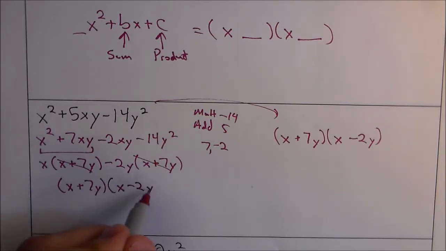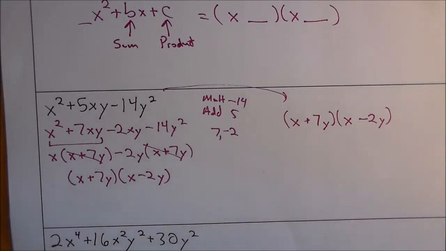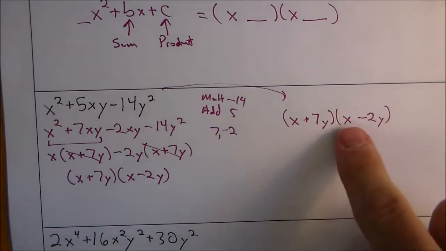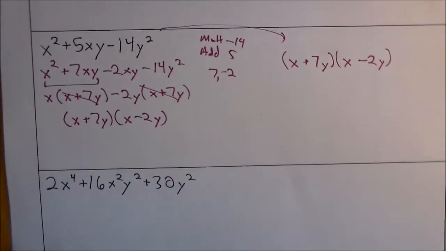X minus 2y is our factor. And look, they match. Now, factor by grouping is the go-to method if this doesn't work for you. But if you see this, use it. It's faster. It'll help you get your answers easier.